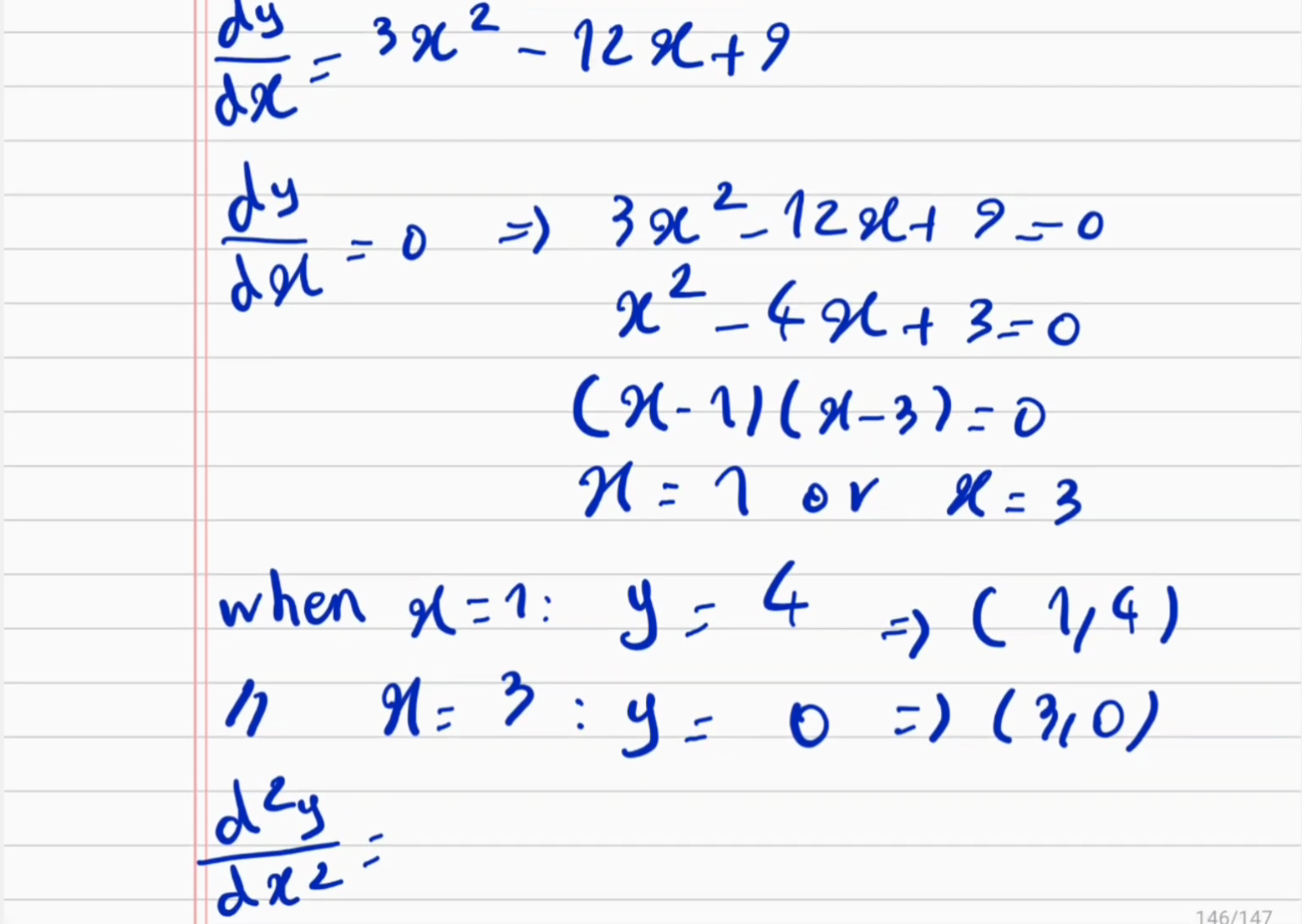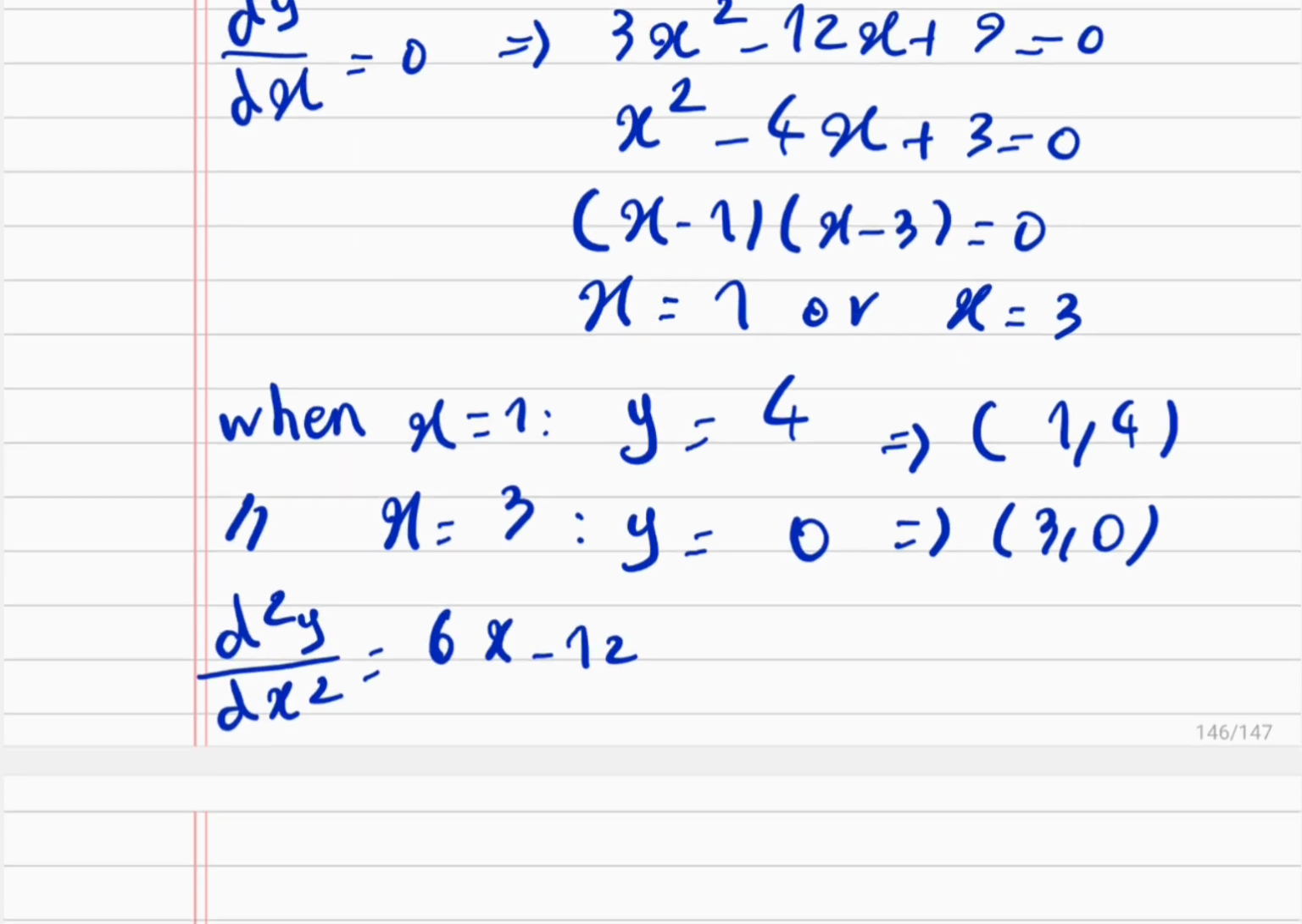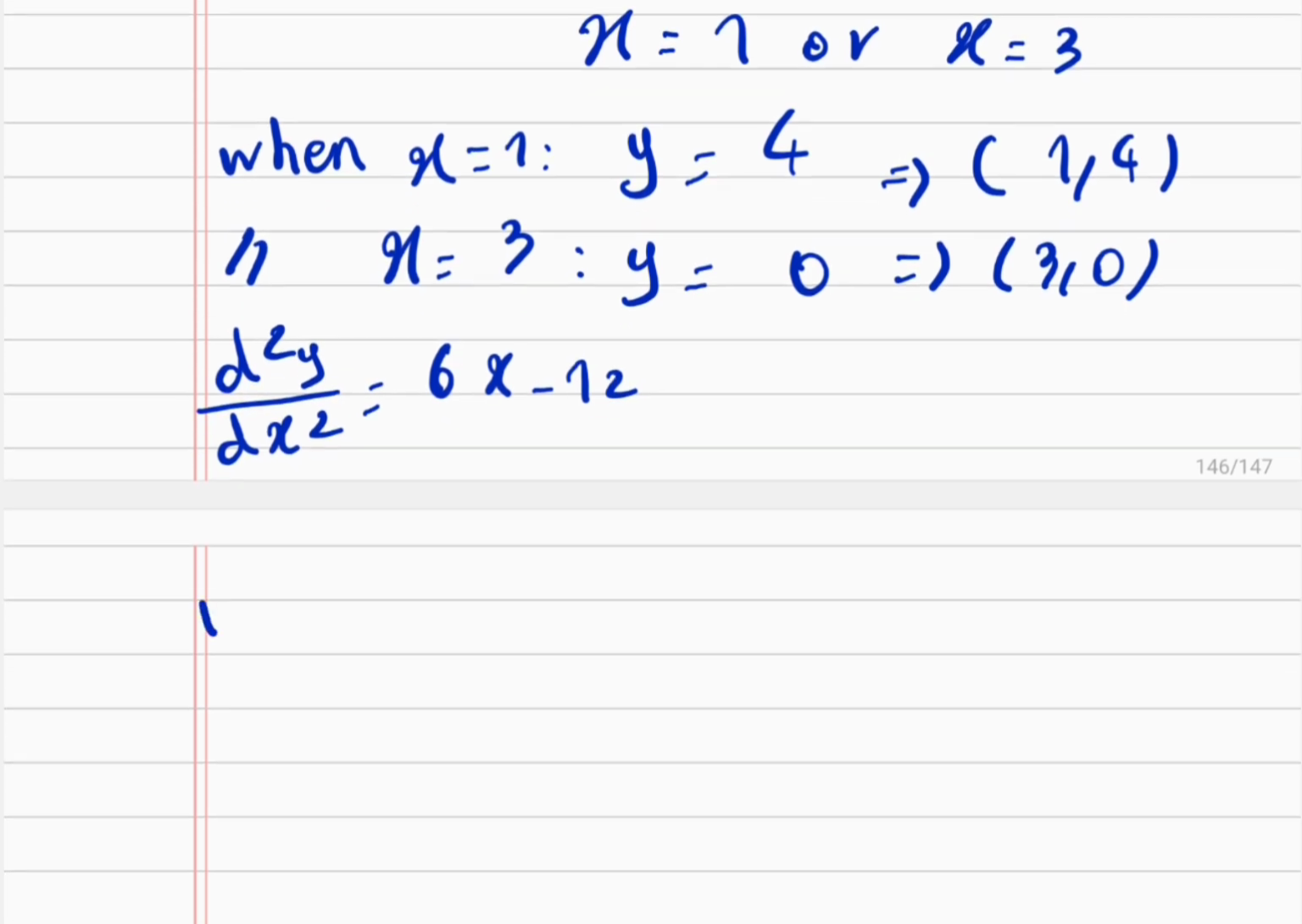So the second derivative is equal to 6x minus 12. And all we need to do now is just substitute each of the x coordinates of the stationary points into the second derivative equation. If that gives us a negative number, then that means that point is a maximum stationary point. But if we get a positive number, then that means that's a minimum stationary point. So let's try each of them.